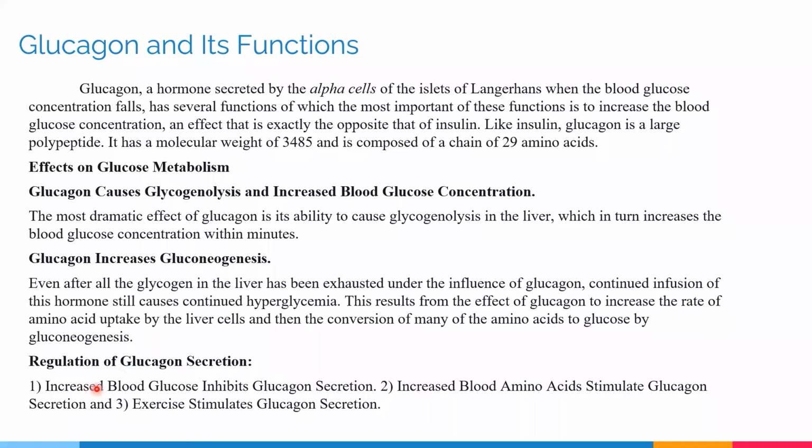Next, let us look into regulation of glucagon secretion. The steps of regulation of glucagon secretion are as follows. Increased blood glucose inhibits glucagon secretion. Increased blood amino acids stimulate glucagon secretion, and exercise stimulates glucagon secretion.